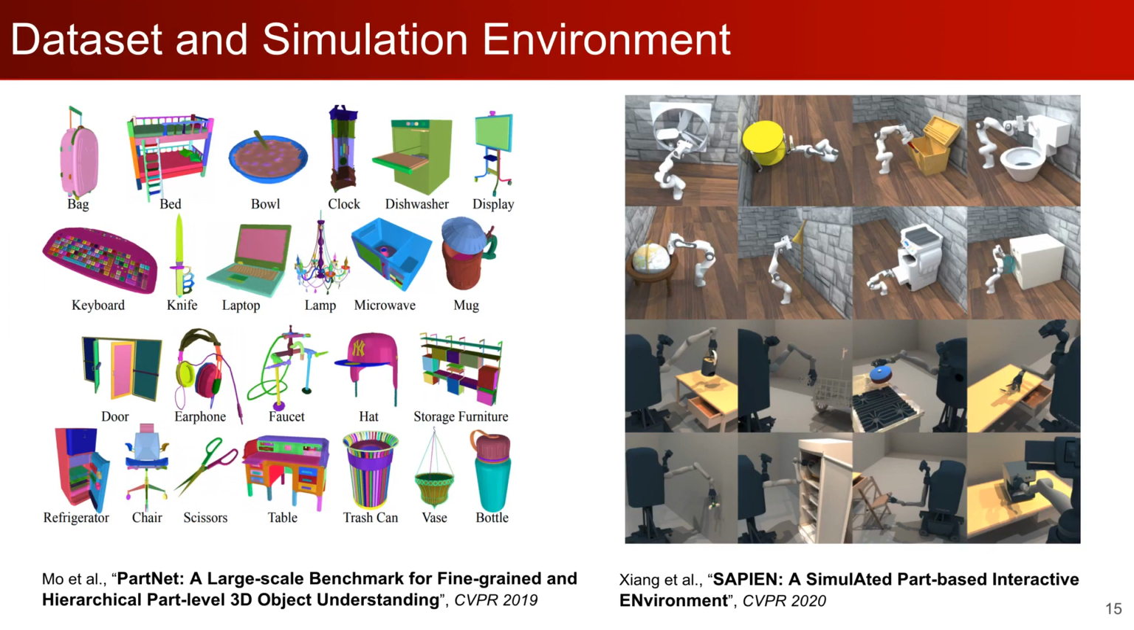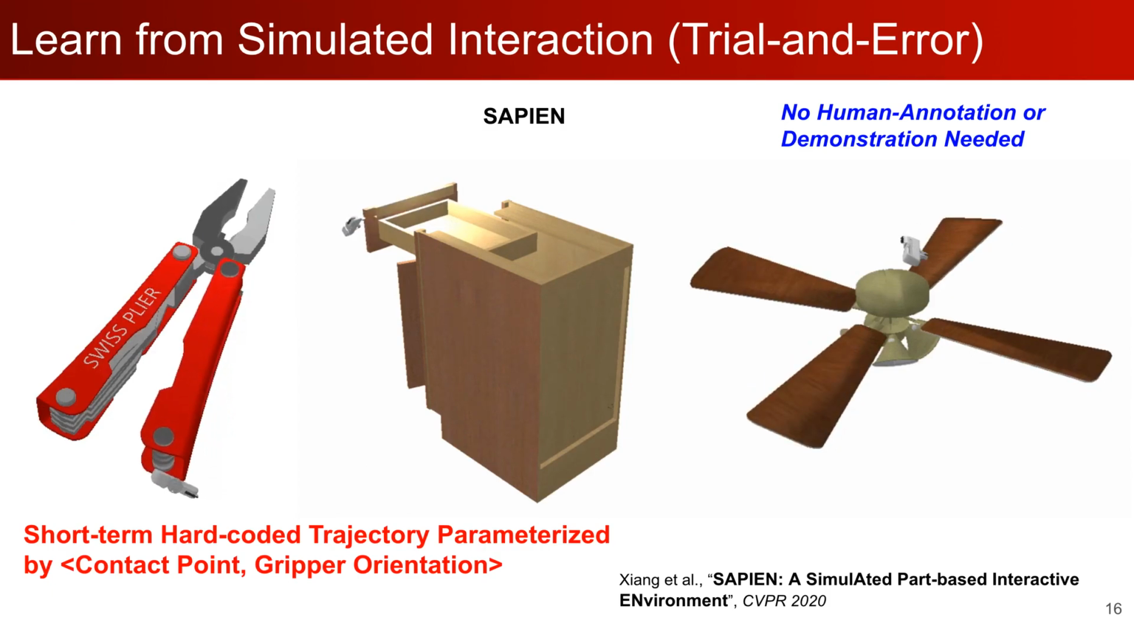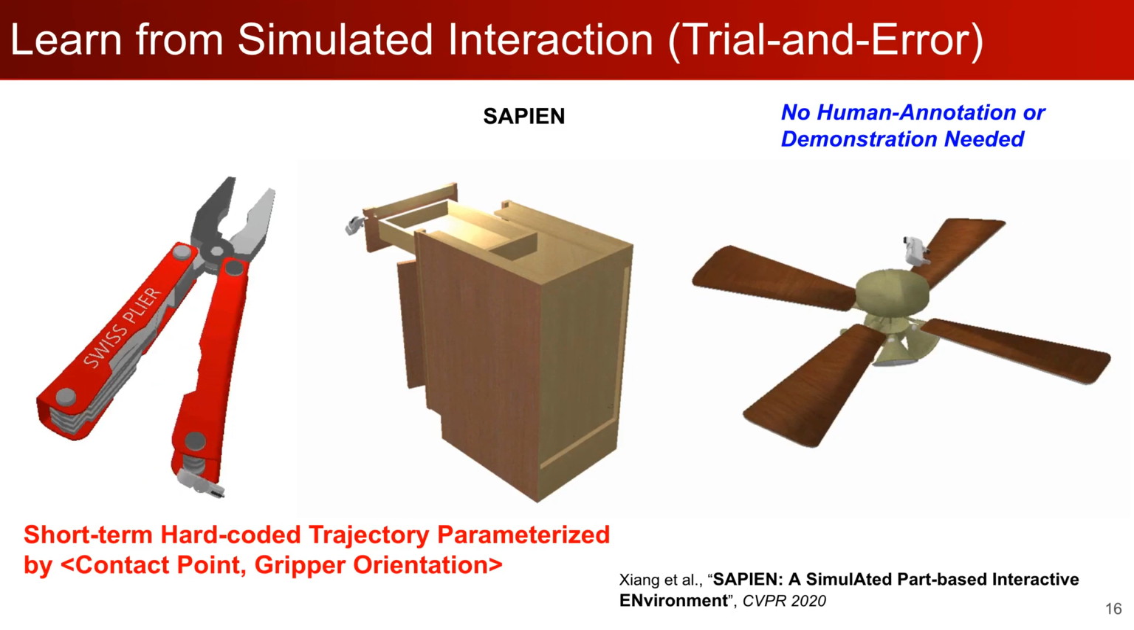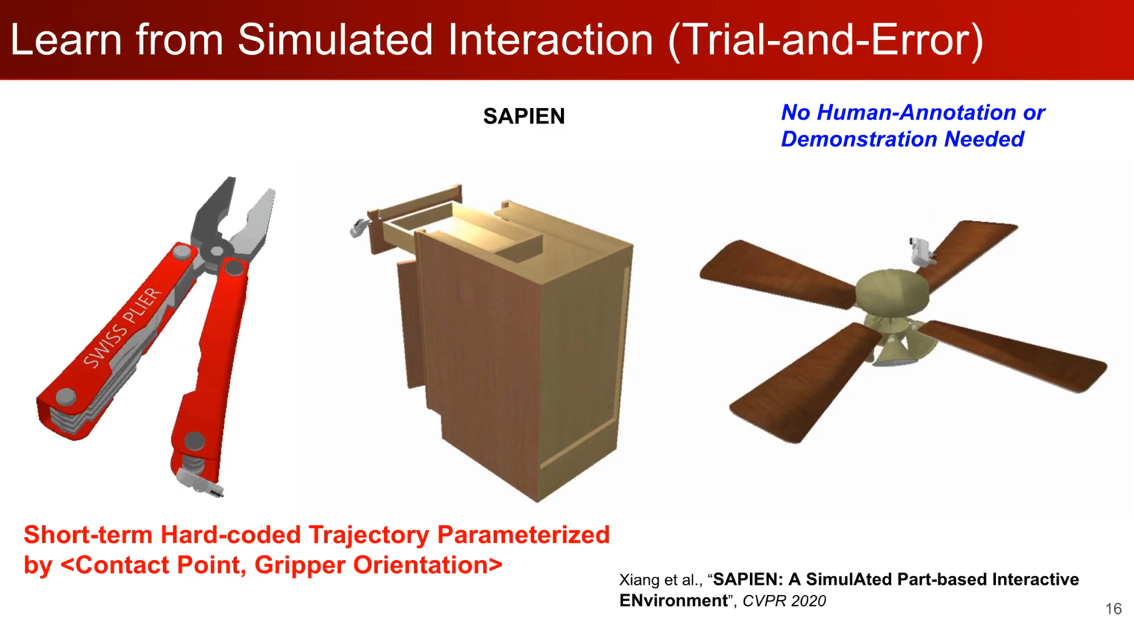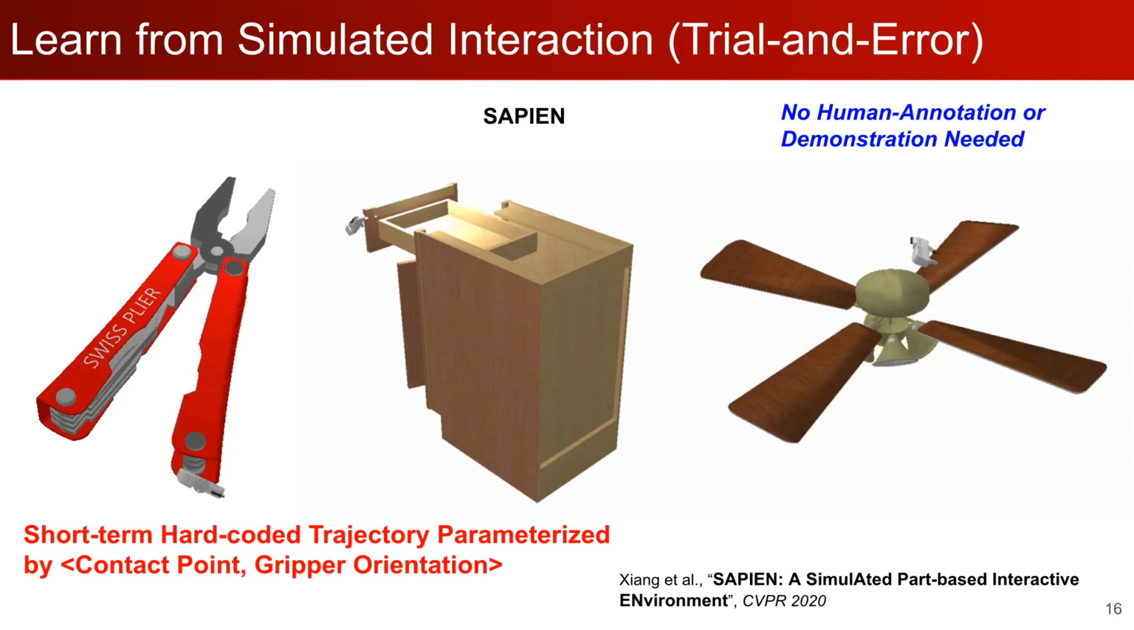We perform our experiments using the large-scale PartNet mobility dataset, with a subset of 972 articulated objects over 15 categories, and a state-of-the-art simulation environment Sapien, to simulate realistic robot-object interactions. We hand-code task-specific short-term interaction trajectories, parameterized by the contact point and the gripper orientation, and collect simulated interactions to train our networks. Different from previous affordance learning works that require human annotation or demonstration, our system is trained in a fully self-supervised way.